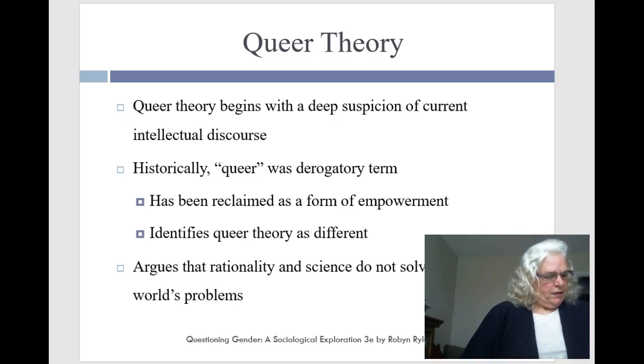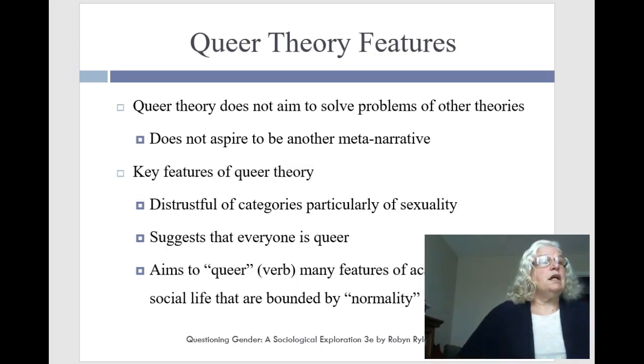But in queer theory, we can trace its beginnings to several different sources. Three main movements: the gay and lesbian rights, the postmodernism, post-structural, and the feminists have brought us together to this theory as we talk about it. So the key factors here is queer theory does not aim to solve problems of other theories. It does not aspire to be a meta narrative. It is to look at the distrustful of the categories, particularly of sexuality, that these are put into place and they don't necessarily fit, and that everyone has some abnormality in their view of their sexual orientation as well as pieces of their sexuality.